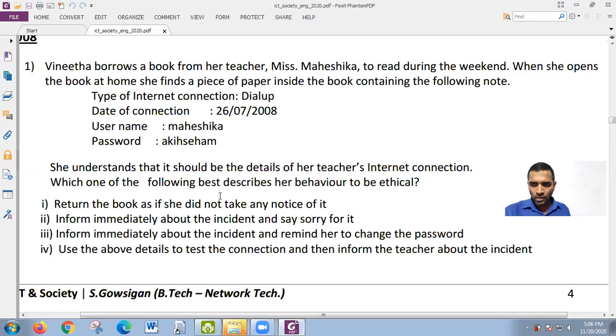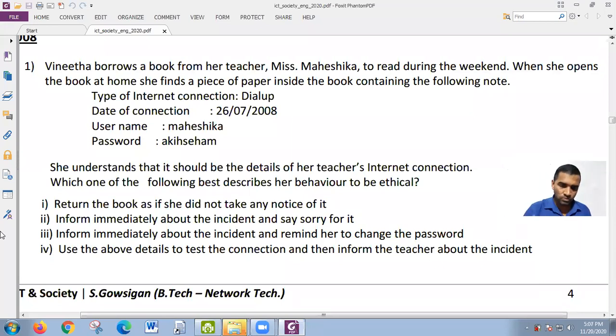Which of the following best describes her behavior to be ethical? Her means Vinida, right? Vinida's behavior to be ethical behavior. So look here. Return the book as if she did not take any notice of it. I repeat that. Return the book as if she did not take any notice of it. So returning the book to the teacher, right?